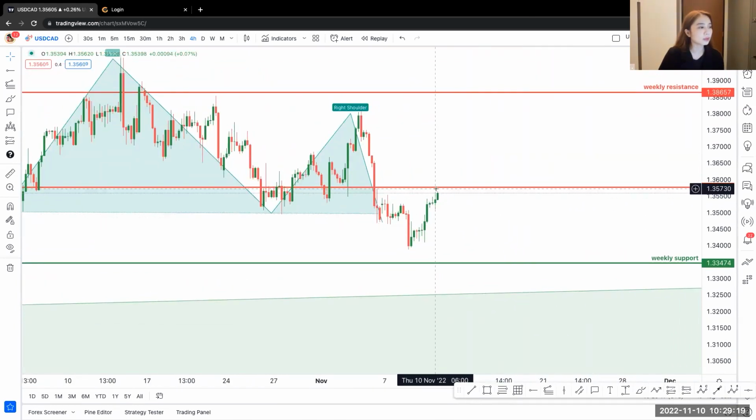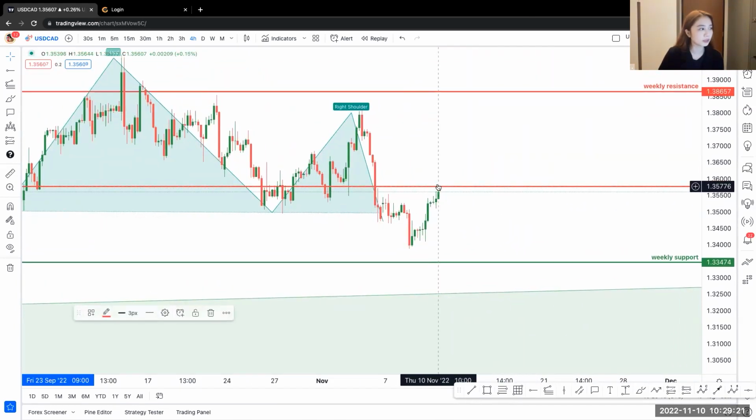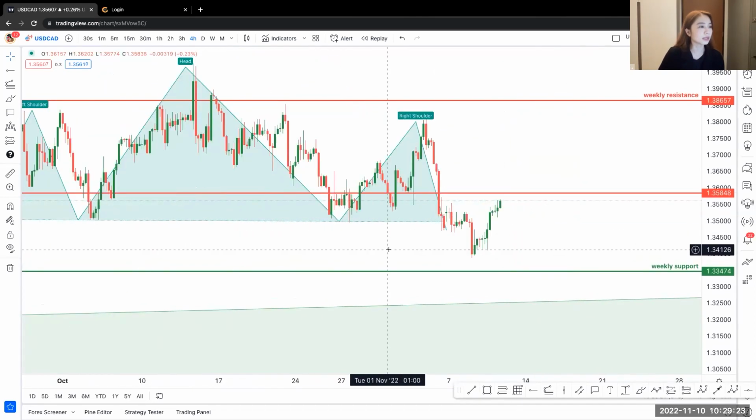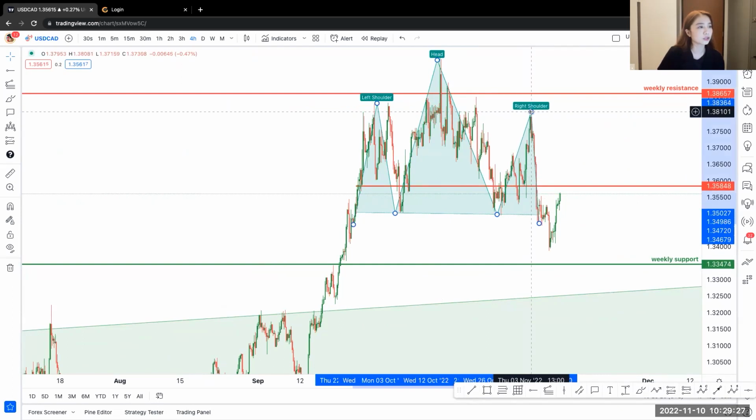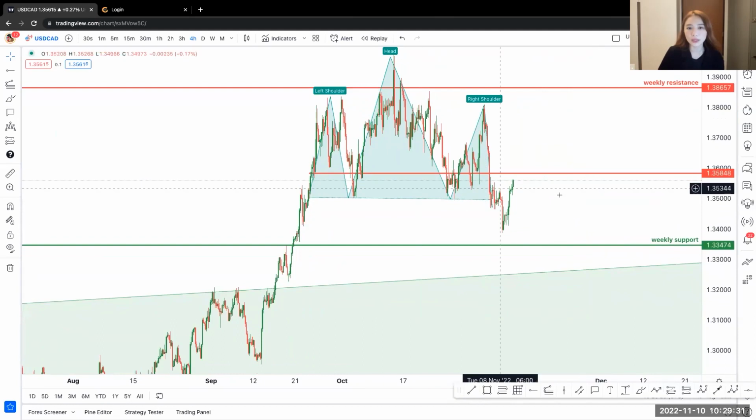However, I don't think right now it's the best entry timing. Okay, I don't think right now it's the best entry timing, provided that we are looking at this head and shoulders that we are seeing to be accurate.